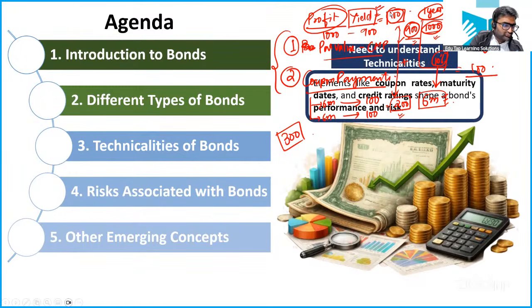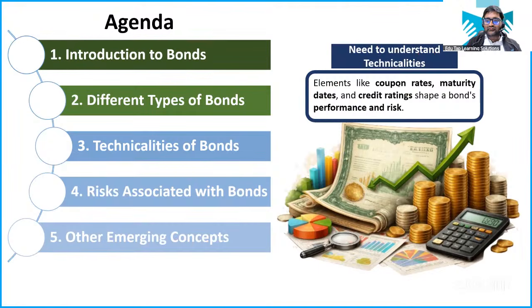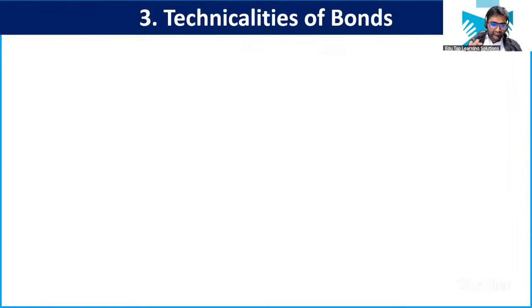Okay, now what is the need to understand these technicalities? Coupon rates, maturity dates, credit ratings actually shape the performance and risk of the bond. When you want to invest in the bonds anyhow, you should be knowing which bond I should be investing. Let's say you have the same kind of bonds, everything, but you need to know which one of them actually will be giving you most benefit with least risk. That is what generally we want to do. Okay, so in that case we will have to check that, and for that we are going ahead and trying to have a look at various of these things.